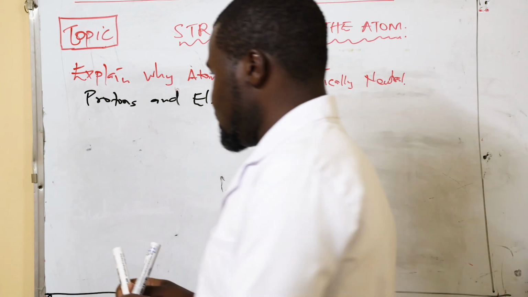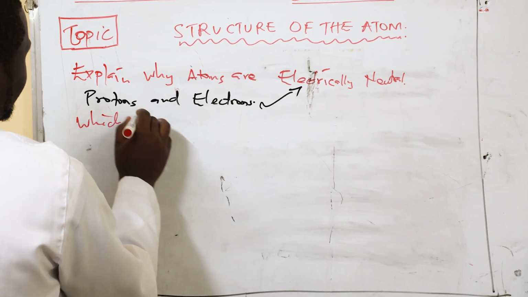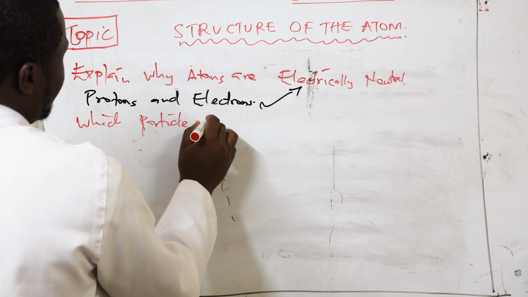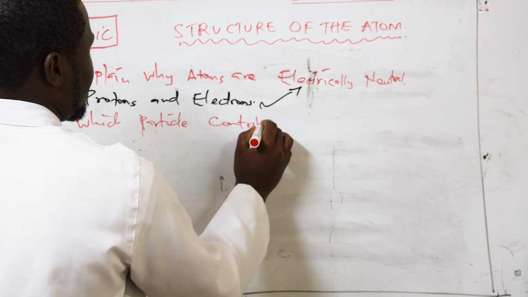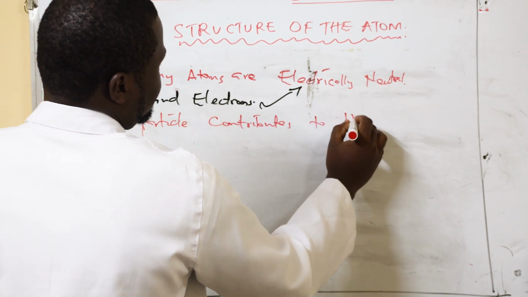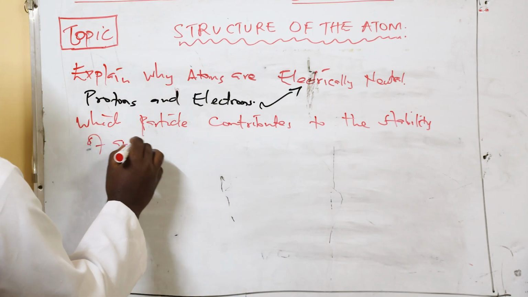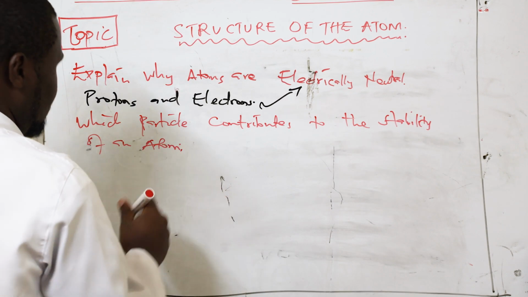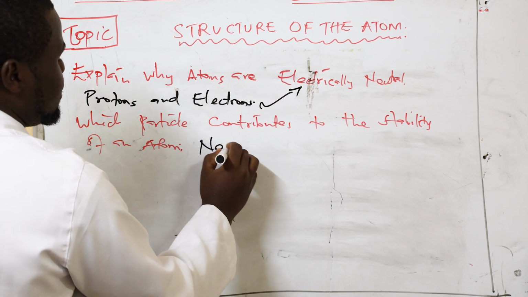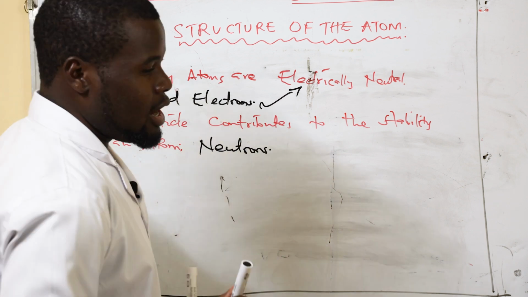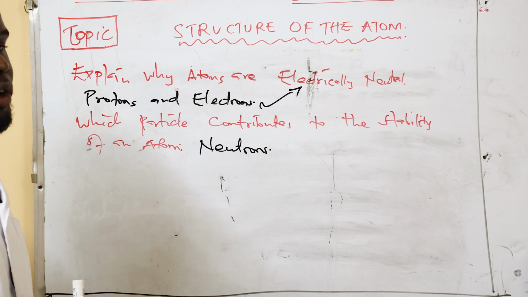The second thing is, you can be asked in an exam which particle contributes to the stability of an atom. This one here, we talk about the neutrons. They are the ones that contribute to the stability of an atom.